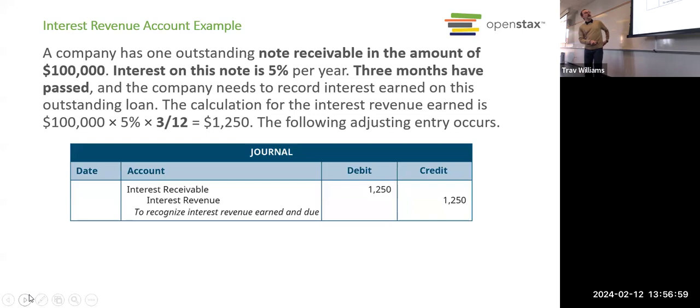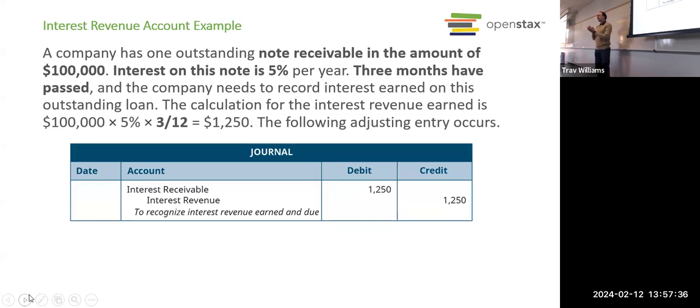Okay. All right, a company has an outstanding note receivable for $100,000. What does that mean? We gave a loan to somebody. Made a loan to somebody and they haven't gotten that money back yet, right? So they can expect to receive $100,000. In the meantime, they're charging interest of 5% per year. 3 months have gone by.